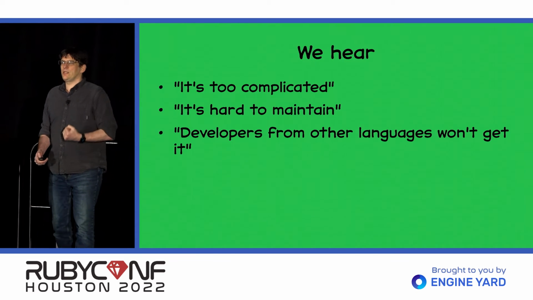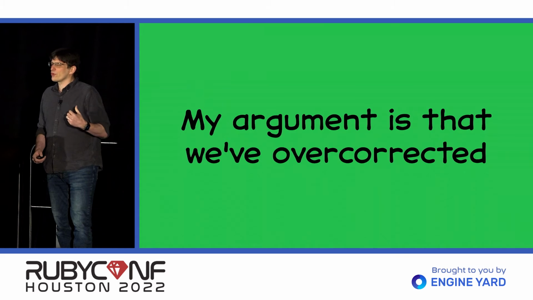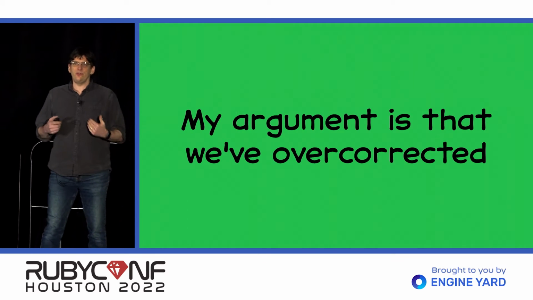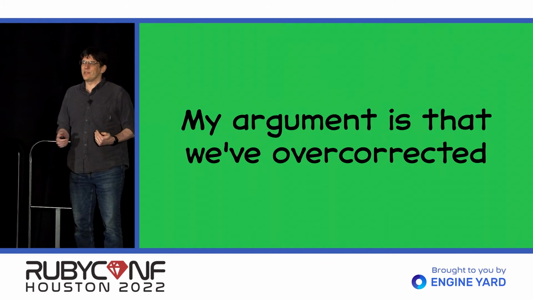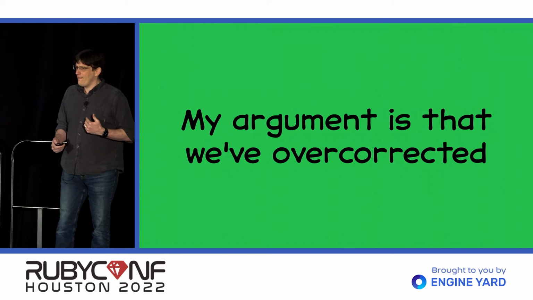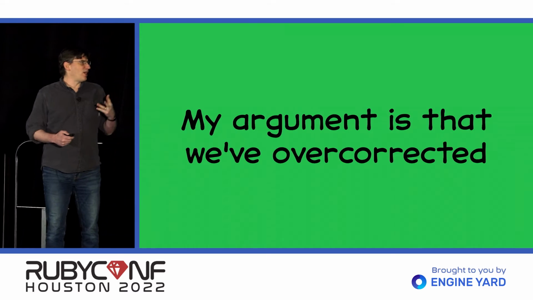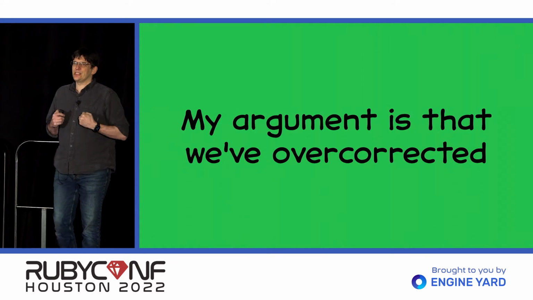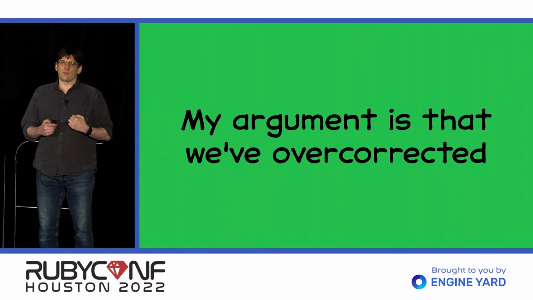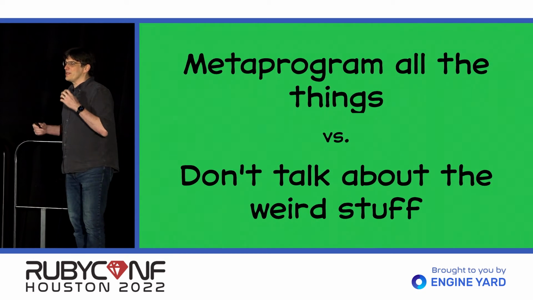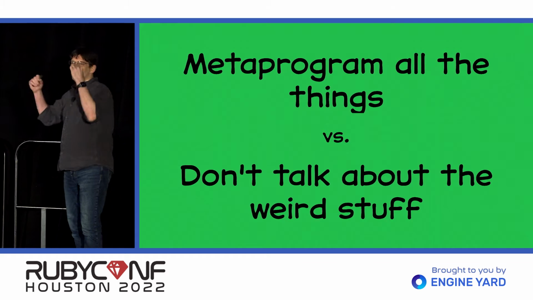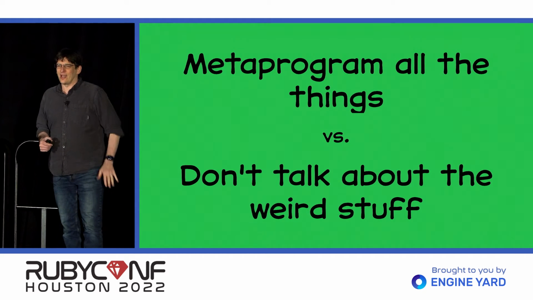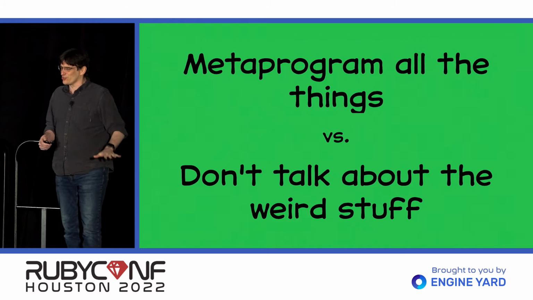But my argument here is that we've overcorrected, that we've gone too far in the other direction, and we are too defensive about the things that Ruby can do. As I have been working on this talk over time, I have felt this tension in myself as to how I want to present this. Do I want to come out and be the hot takes guy and say, metaprogram all the things, scorched earth, metaprogramming is the best, everything else is the worst?